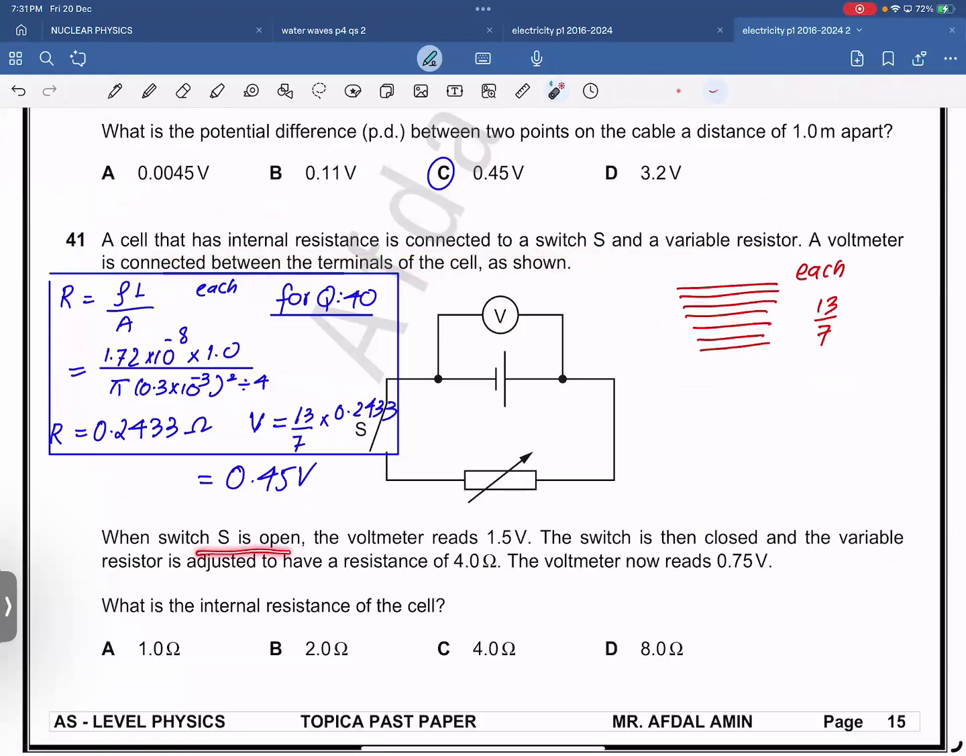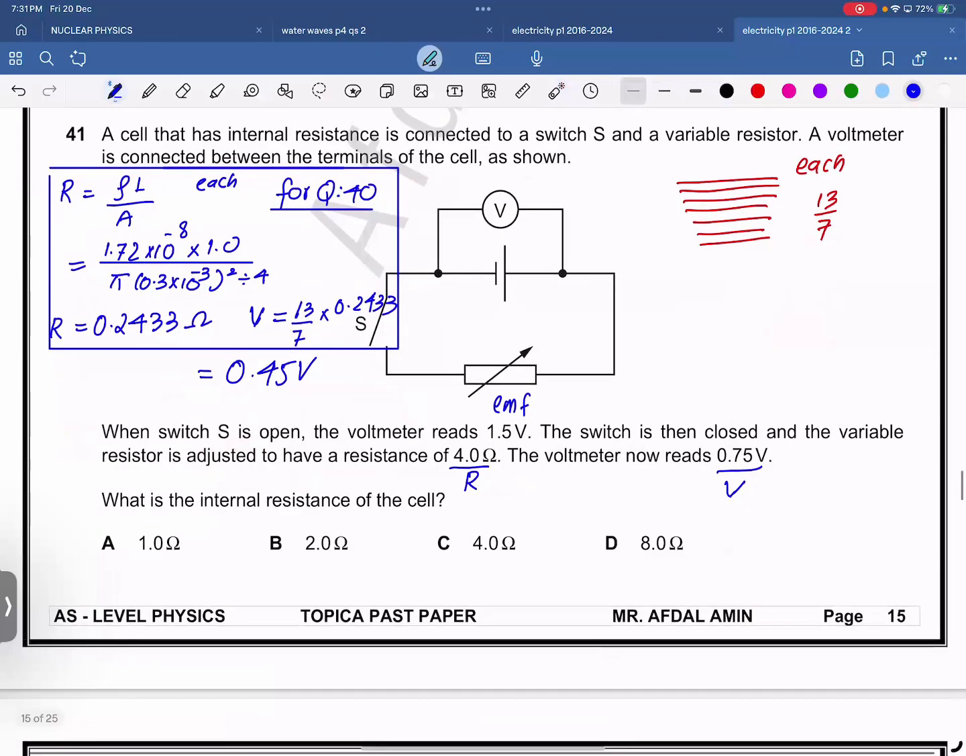When the switch is open, the voltmeter reads this. Open switch means this is the EMF. When it is closed and the variable resistor is adjusted so that the external resistance is this, the terminal voltage is this. You want to find the internal resistance. Here, first you need to find the current, and then use the EMF formula.